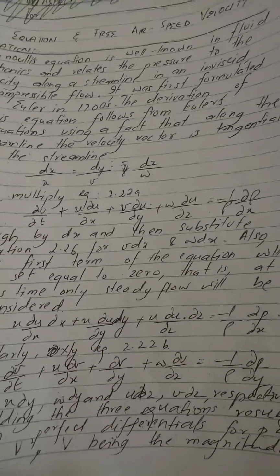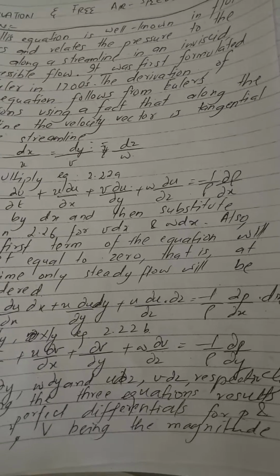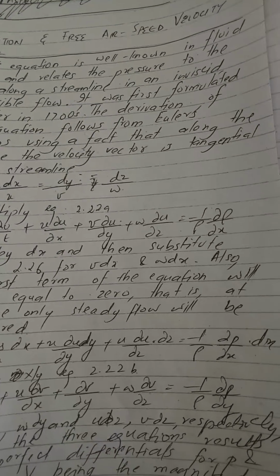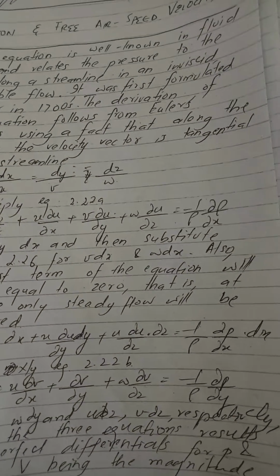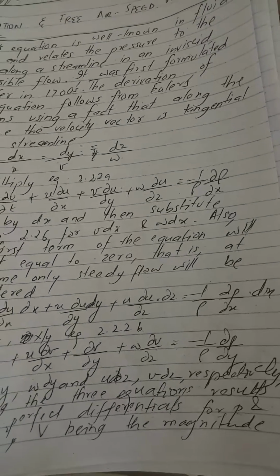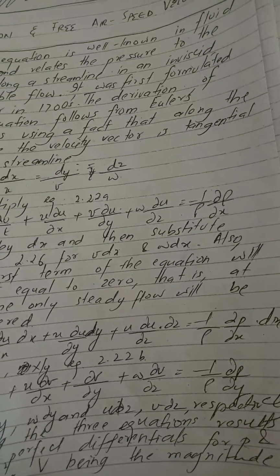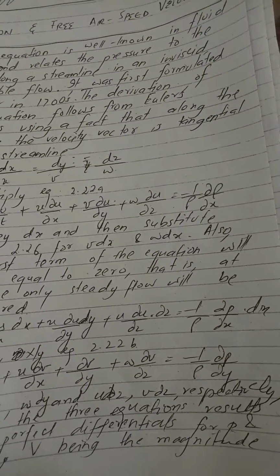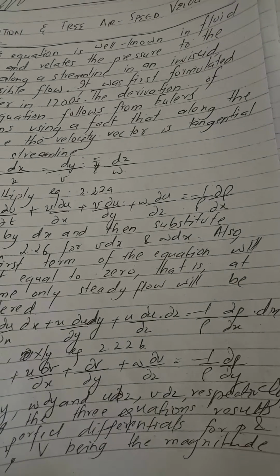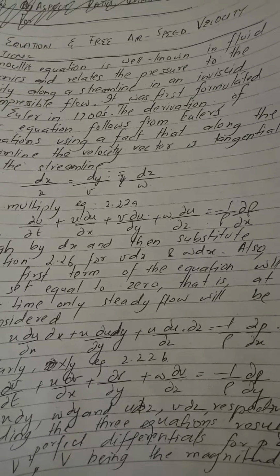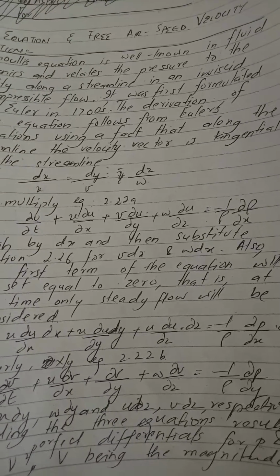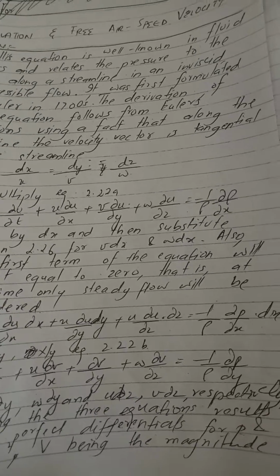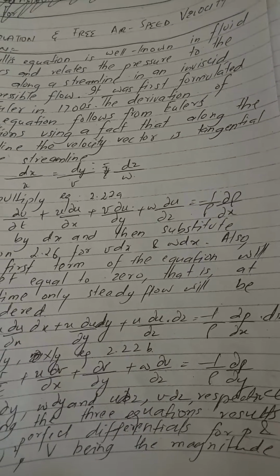First of all, we'll talk about the theory and the algebraic expressions, and also a few points of understanding needed for the calculation of the Bernoulli equation. Bernoulli equation and free airspeed velocity calculation. The Bernoulli equation is well known in fluid mechanics and relates the pressure to the velocity along a streamline in an inviscid incompressible flow. It was first formulated by Euler in the 1700s.